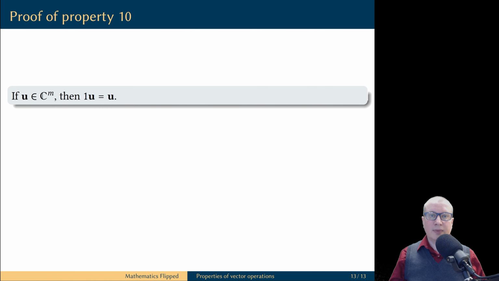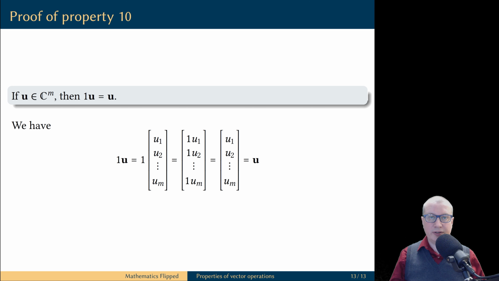Finally, let's prove that scaling a vector by scalar 1 does not change the vector. Again, this is kind of obvious, because if you multiply each component of the vector u by number 1, you do not change the component. So this is an obvious property, and it may not be clear why it is even worth mentioning. But the reason for this will become clear later once we start talking about abstract vector spaces.